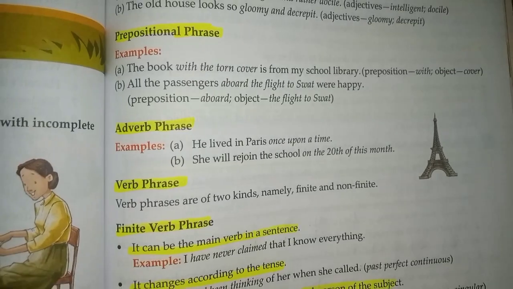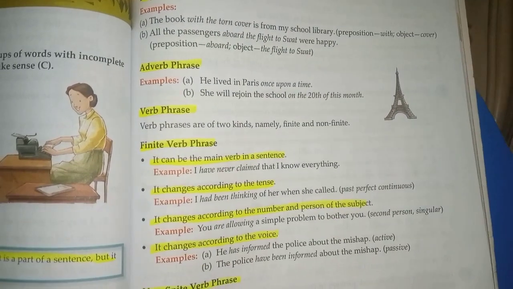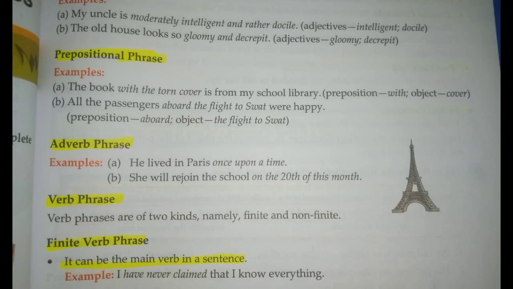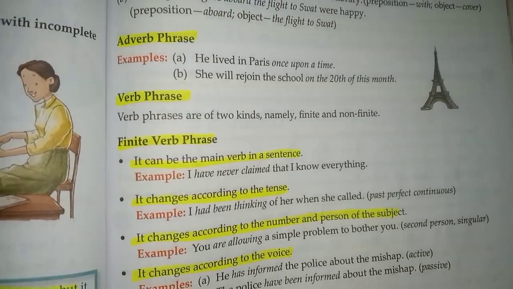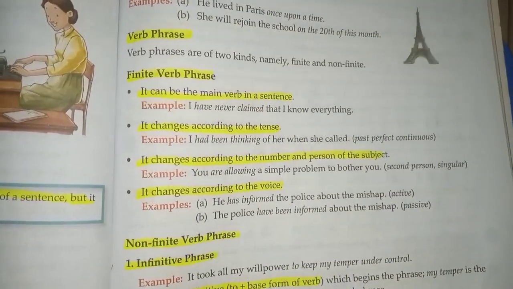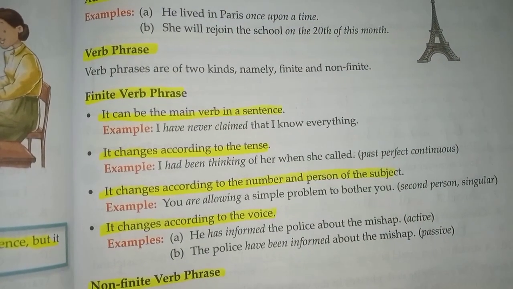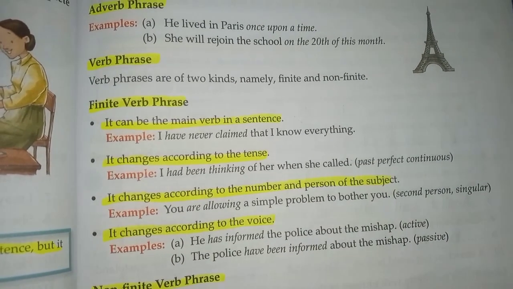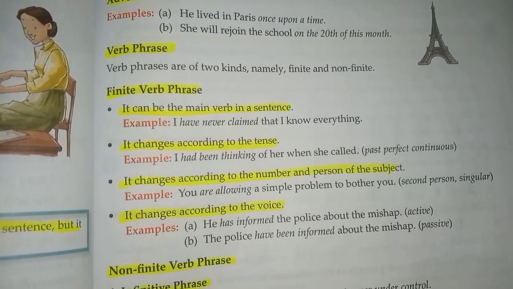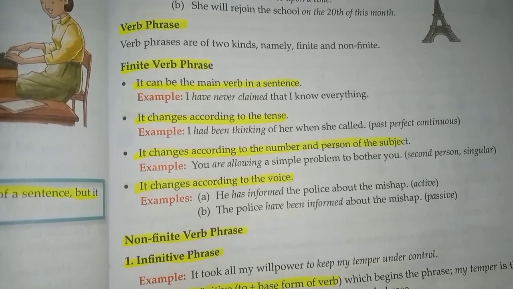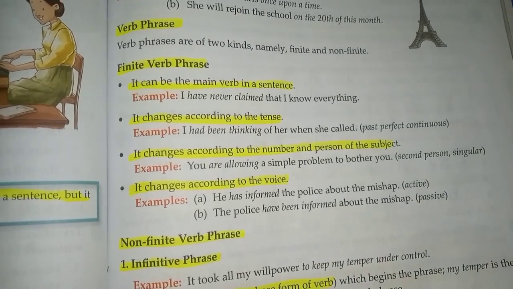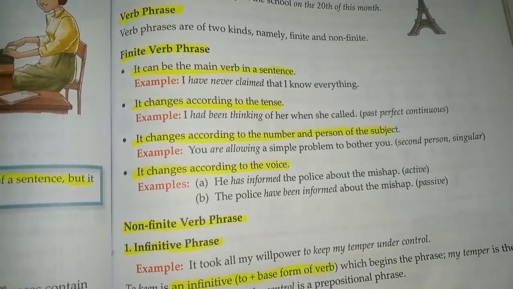Fourth type is adverb phrase. An adverb phrase modifies a verb, adjective, or another adverb. These phrases tell how, when, or where something happens. Fifth type is verb phrase. A verb phrase contains a main verb and helping verb. Under this, we will discuss finite verb phrase. A finite verb phrase shows tense and agrees with the subject. The verb changes according to tense and the subject.